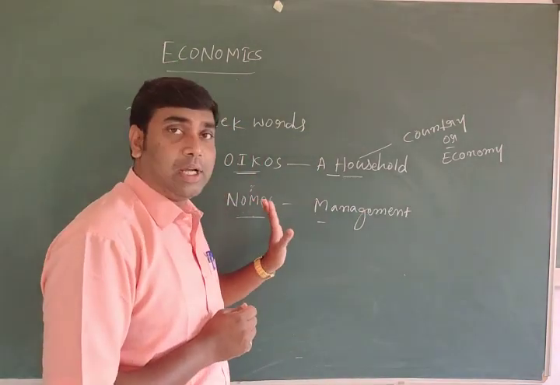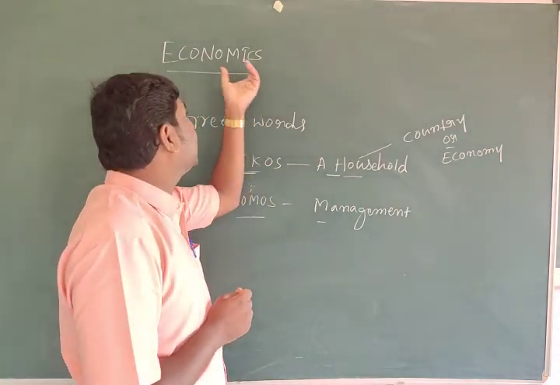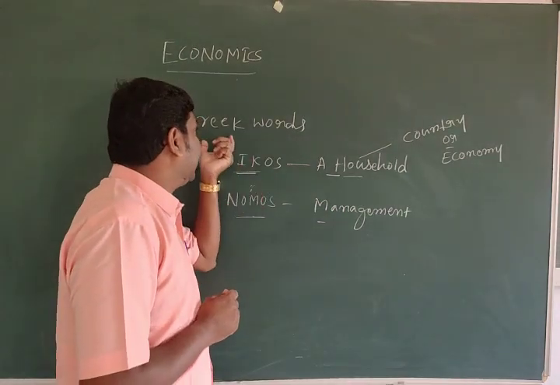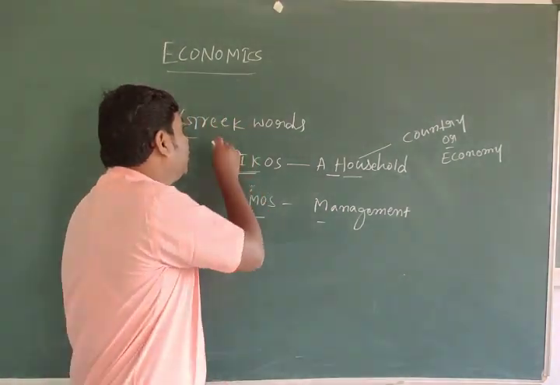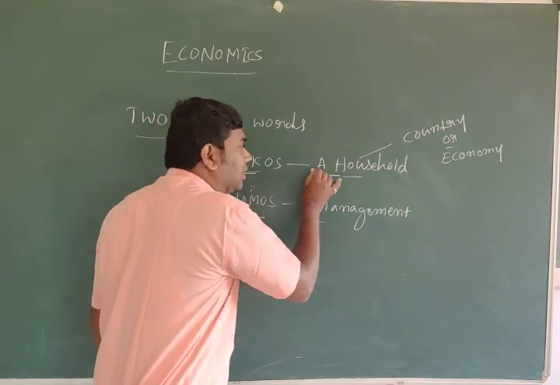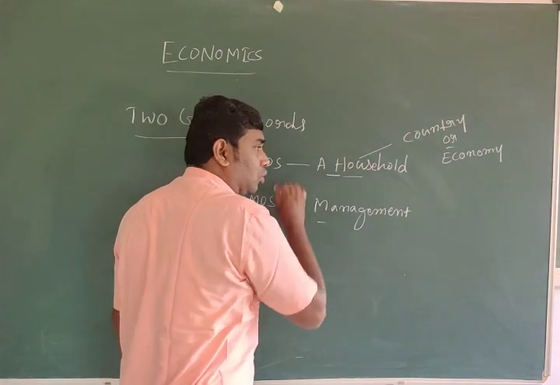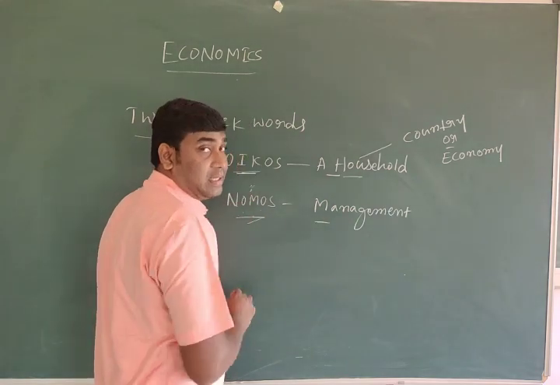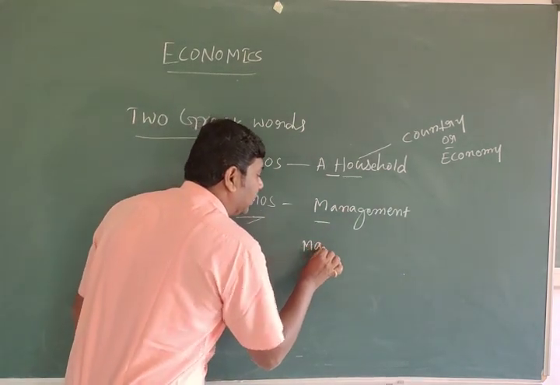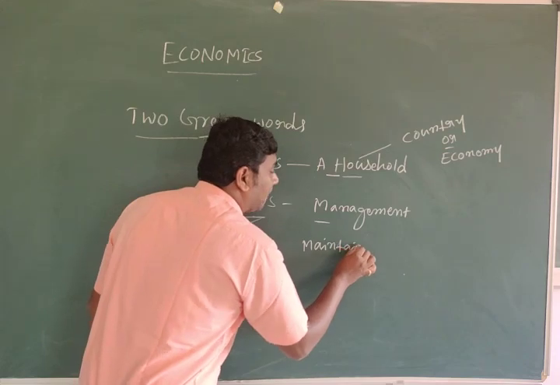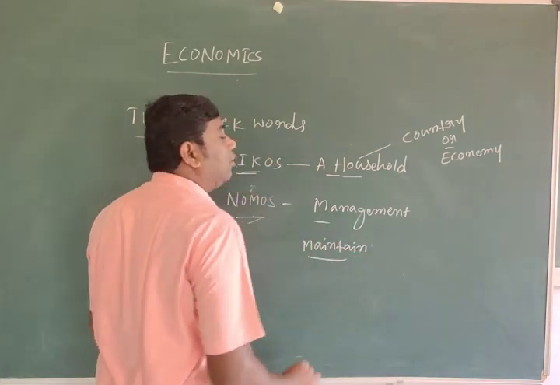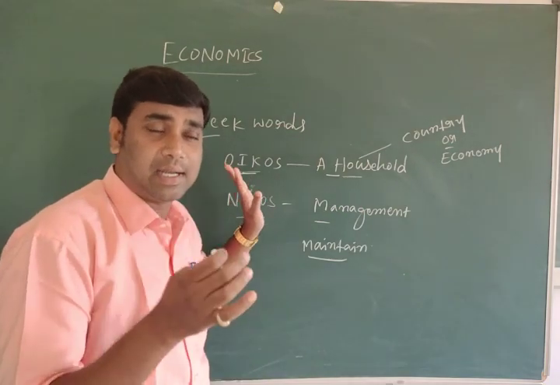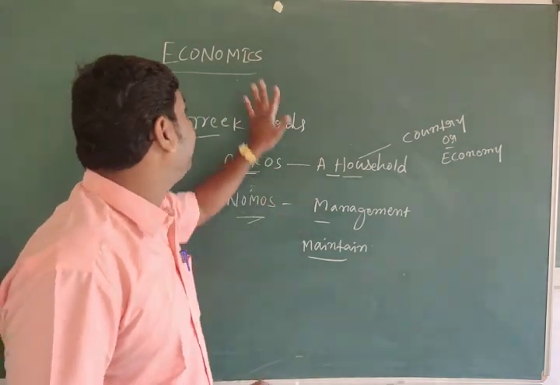How will they provide? That is through the help of the study of economics. Why? Because economics is derived from two Greek words. One is oikos, another one is nomos. Oikos means a household. Nomos means management, that is maintenance. How can we maintain the house? That we can understand only through the study of economics.